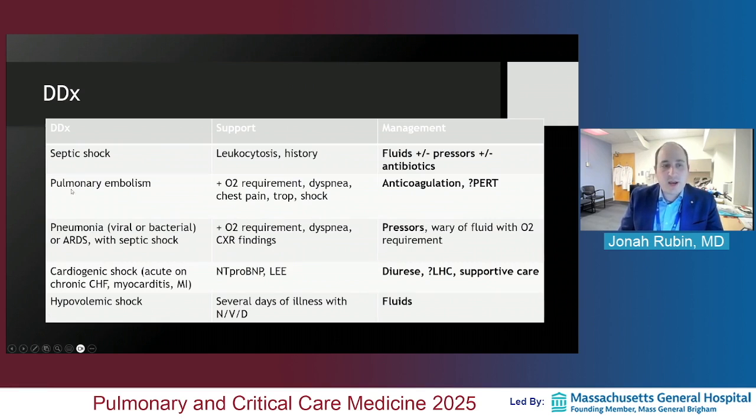Or this could be a patient who has an acute PE, which explains the oxygen requirement, the dyspnea, the chest pain, the troponin, the shock. This is a patient where you need anticoagulation, or maybe call your PERT team, or whatever you might call that, your local team that deals with interventions for pulmonary emboli. Maybe it's cardiogenic shock. You've got the NT-proBNP, the lower extremity edema. This is a patient you're not giving fluids to, you're actually diuresing. Maybe they go to the cath lab if you're worried about an MI, right?